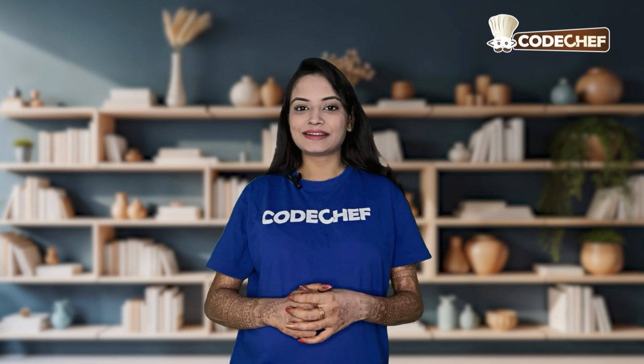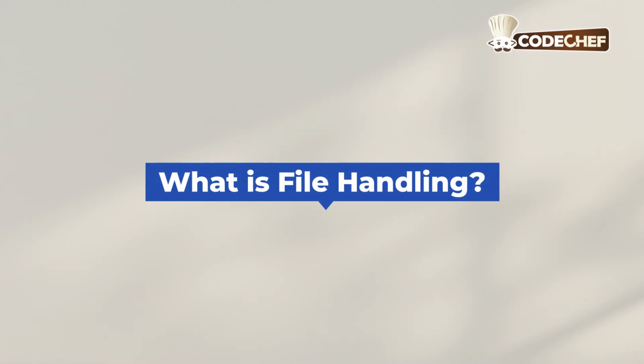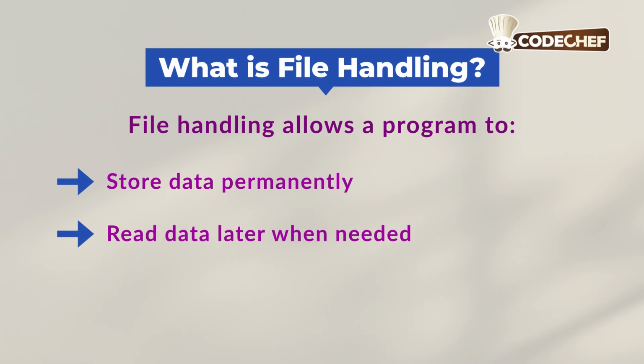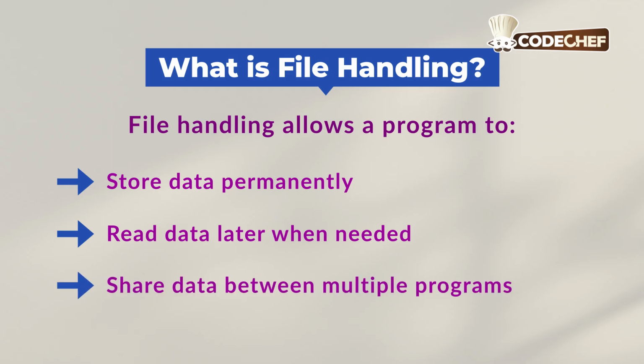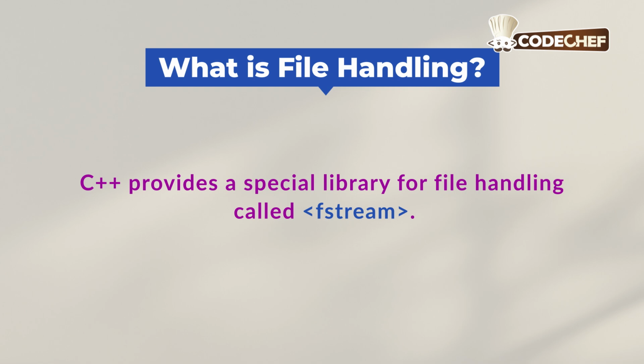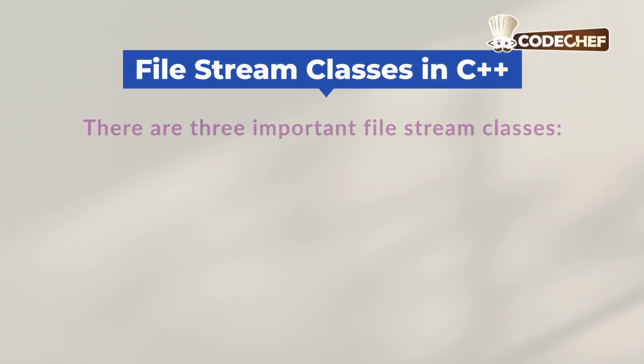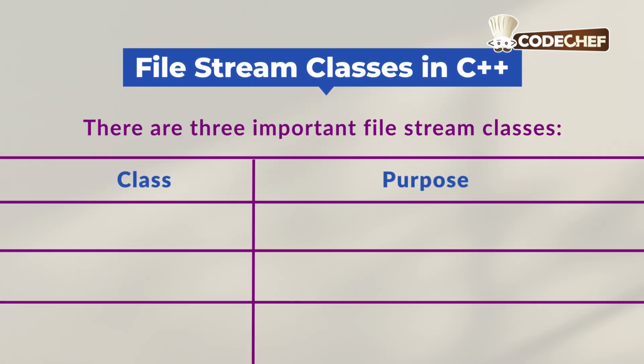So let's get started. What is file handling? File handling allows a program to store data permanently, read data later when needed, and share data between multiple programs. C++ provides a special library for file handling which is known as fstream. File stream classes in C++. There are three important file stream classes in C++.